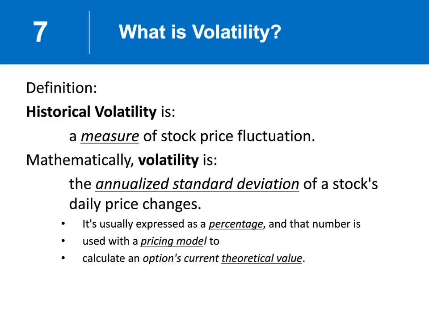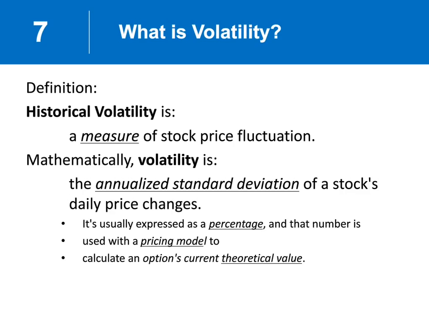All right, the definition. Volatility is a measure of stock price fluctuation. Notice there, it's a measure of the stock's price fluctuation. So how are we going to measure this? What are we going to use? What's the formula? Well, mathematically, volatility is the annualized standard deviation of a stock's daily price changes. Okay? The number is expressed in a percentage.